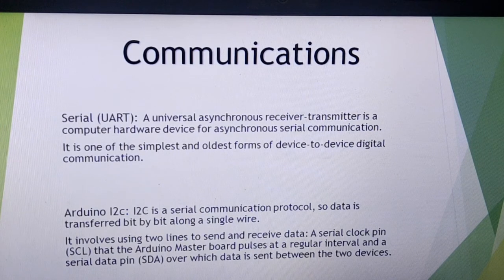Second one is Arduino I2C. Arduino I2C is a serial communication protocol, so data is transferred bit by bit along a single wire. It involves using two lines to send and receive data: a serial clock pin SCL that the Arduino master board pulses at a regular interval, and a serial data pin SDA over which data is sent between the two devices.